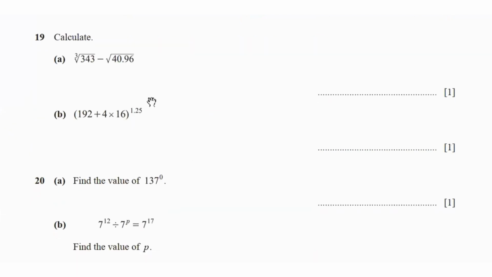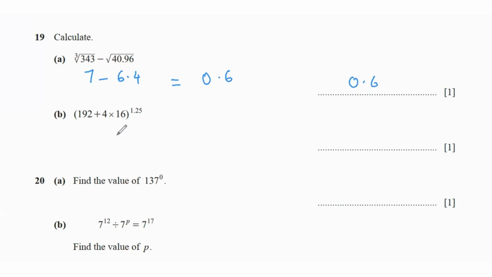Question 19 says, calculate the cube root of 343 minus the square root of 40.96. So the cube root of 343 is basically 7, and the square root of 40.96 is 6.4. 7 minus 6.4 is 0.6. And that is your answer.